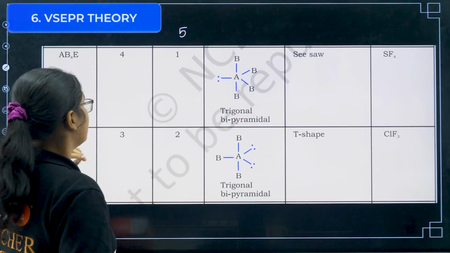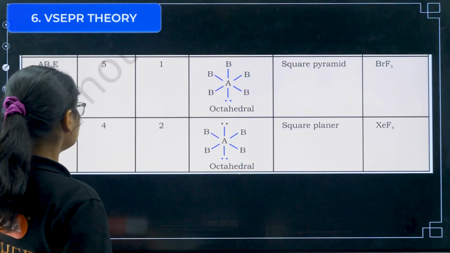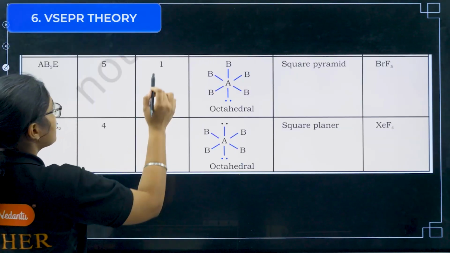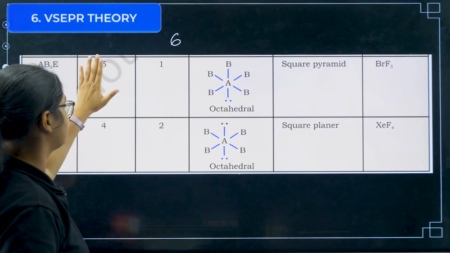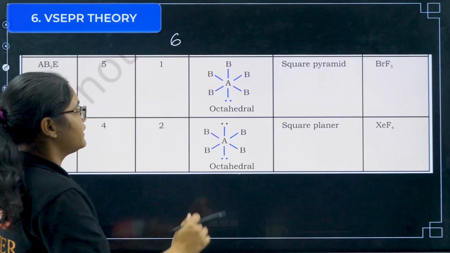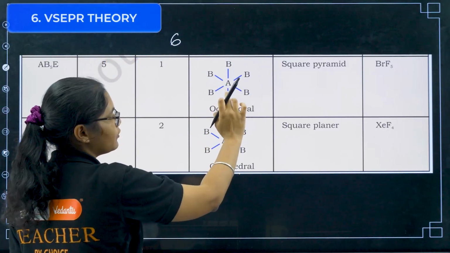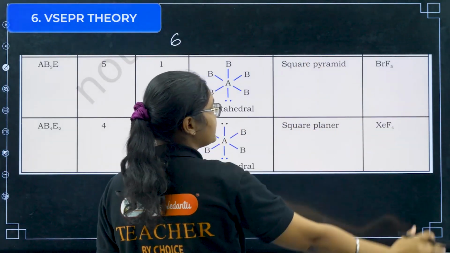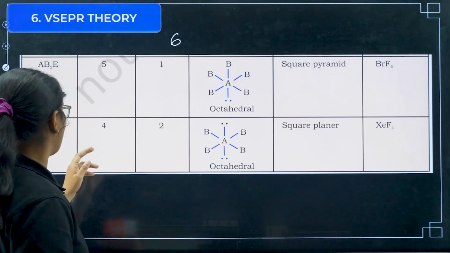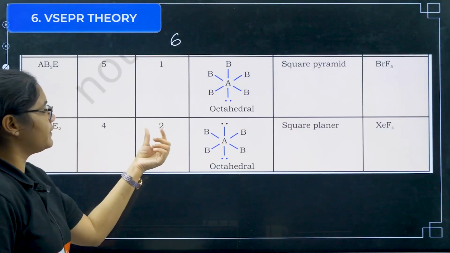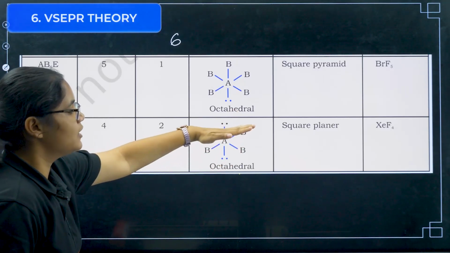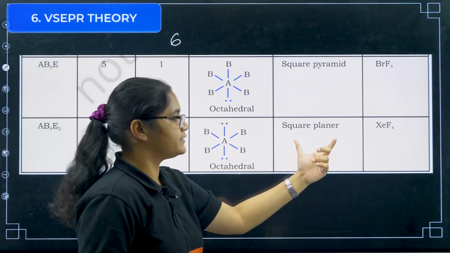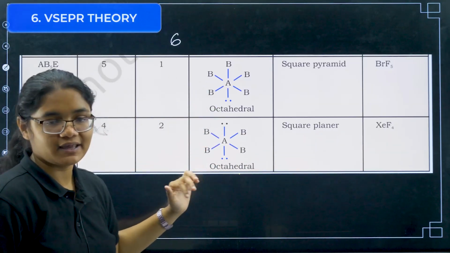Next, if I have 6 electron pairs, and I have 5 bond pairs and 1 lone pair, then it is square pyramidal, BrF5. And if you see 4 bond pairs and 2 lone pairs, then you have to ignore the 2 lone pairs and only 4 bonds are there in one plane, it is square planar. Example is XeF4.